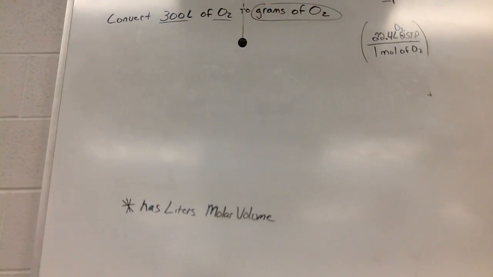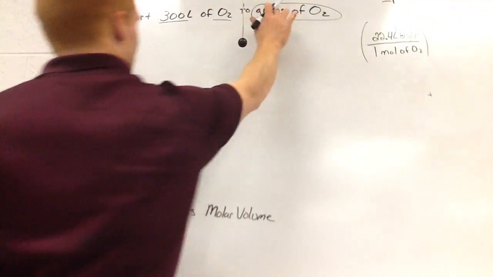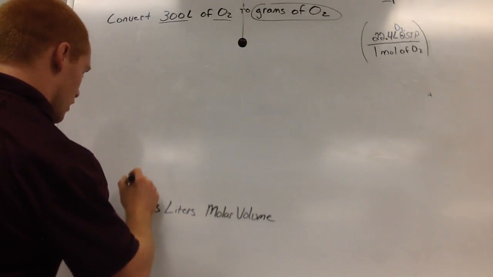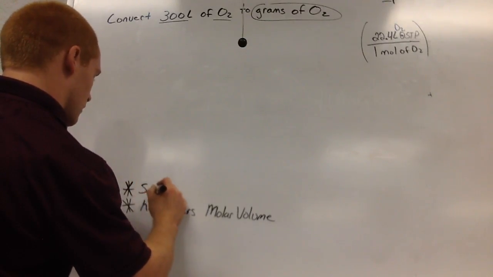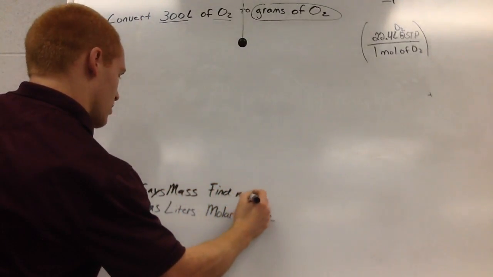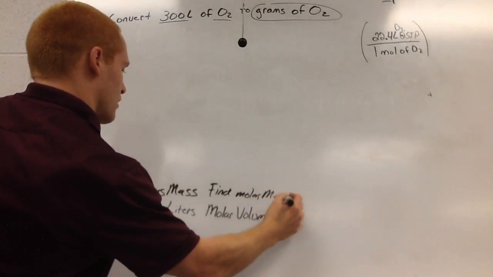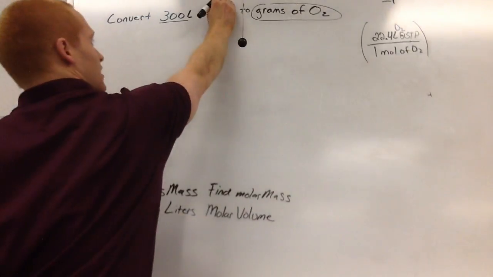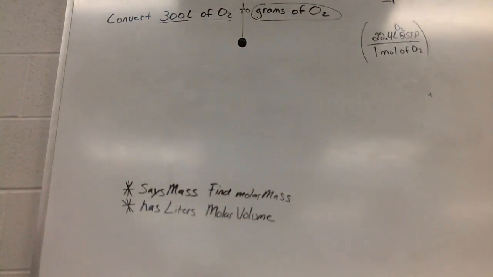Okay. Number 2 that we should notice is that it says grams. Grams is a mass, so if it ever says anything about mass, we have to find molar mass. So that means we're going to have to find molar mass of oxygen. Also, if I had just said convert 300 liters and said the word oxygen, remember it's diatomic, so you would have been expected to know that it was not 1 oxygen but 2 oxygens. But I did not do that.